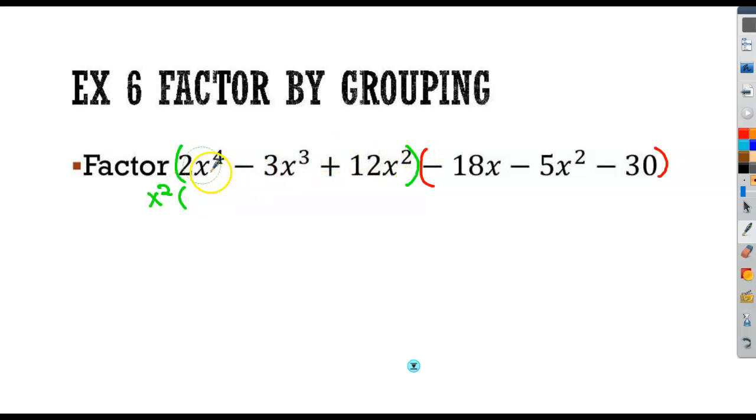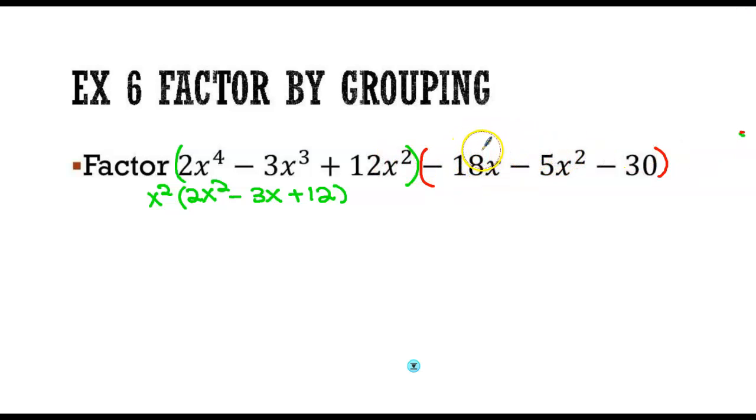And what would I be left with? I would be left with 2x squared minus 3x plus 12. And looking at my second group, this looks a little bit wonky. To me, these aren't even in the correct order. I should switch these two around. But even besides that, my GCF would be -1.